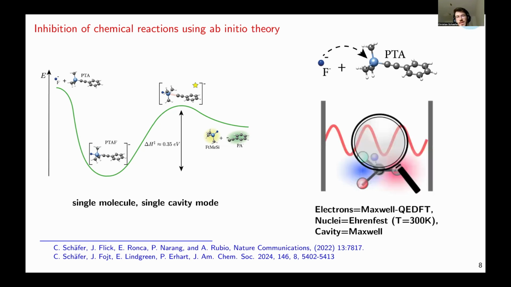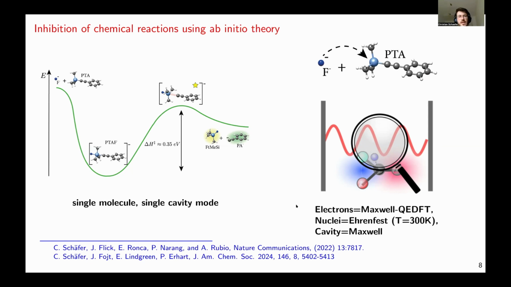In order to simulate this, we have to, of course, perform some approximations. Right? So ab initio does not mean that you don't perform any approximation. It just means that you try to be not too sloppy in the perspective that you apply those approximations. We describe the electrons with QEDFT, so this extension of DFT. Nuclei are classical, following the Ehrenfest equations of motion, and the cavity follows Maxwell's equations of motion, so also classical fields here.